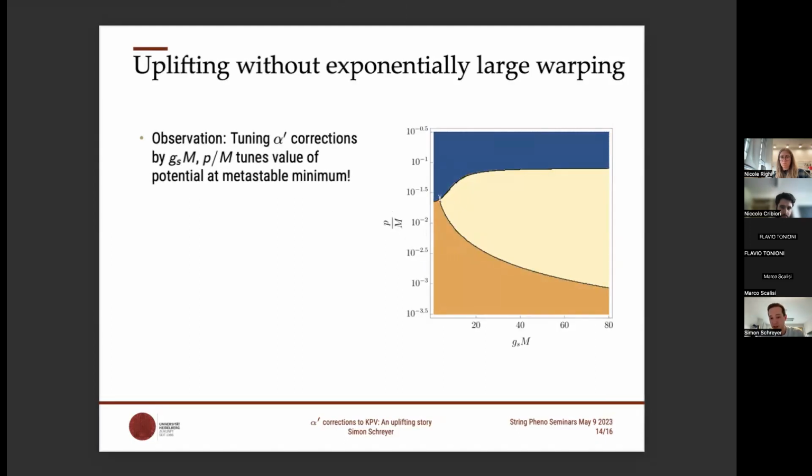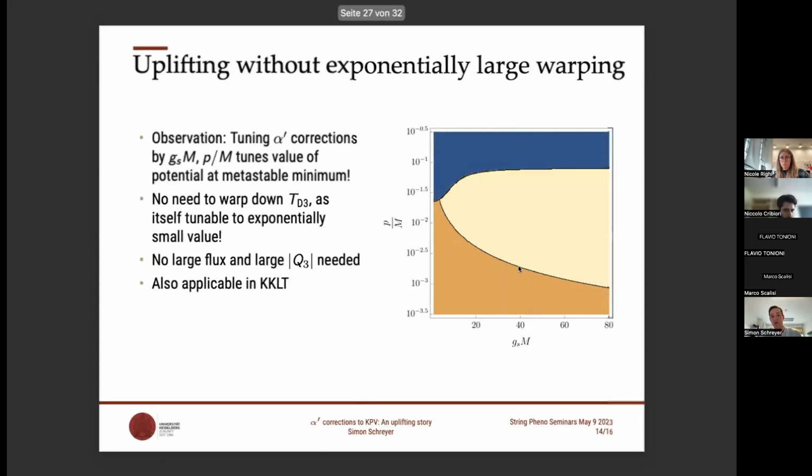So if we go exponentially close to this black line here, this is again the contour plot of the whole parameter space. If we go arbitrarily close to this black line here, we can uplift without tuning or without this exponentially large warp factor to warp down the tension, because we can make the effective tension, so the potential at the KPV minimum, exponentially small by itself without having to rely on this exponentially large warping. This means we can sidestep all these issues related to large fluxes and large negative contribution to the tadpole.